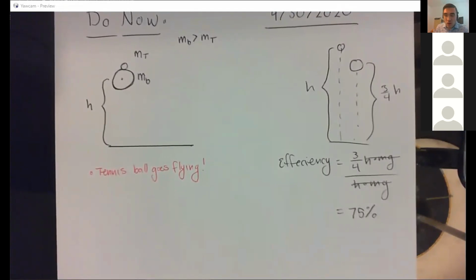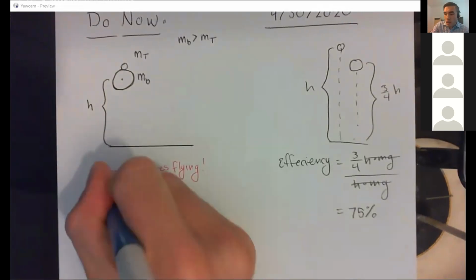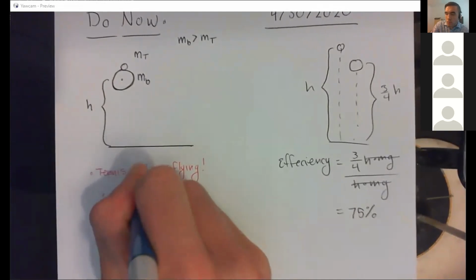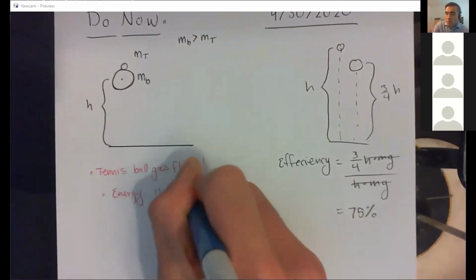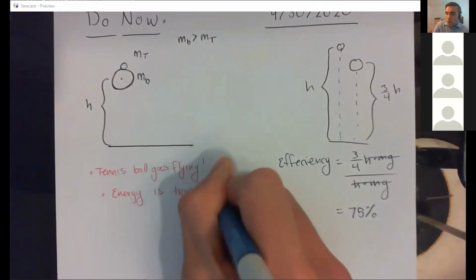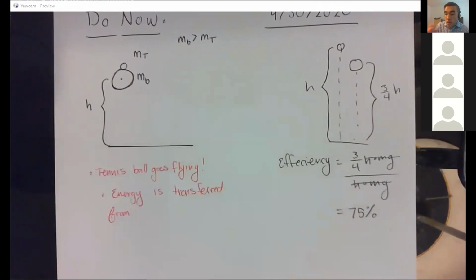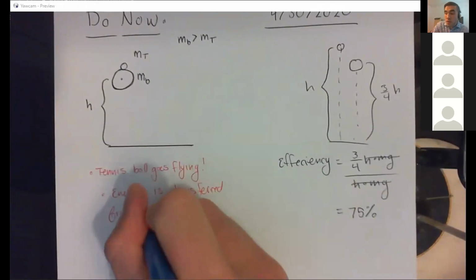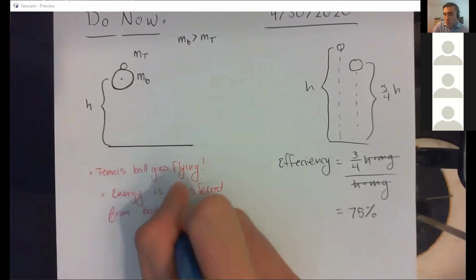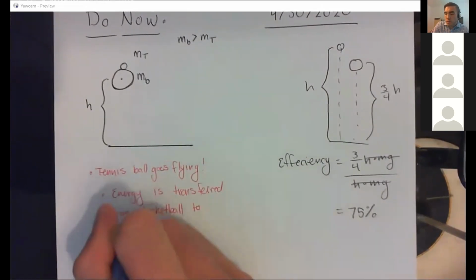Something else is happening. Who wants to try and take a crack at what is occurring? Isn't there like an exchange of energy? Between what and what? The tennis ball and the basketball. That is exactly correct. And when two objects smash into each other, what do we call that? A collision. So this is to say that energy is transferred from the basketball to the tennis ball.